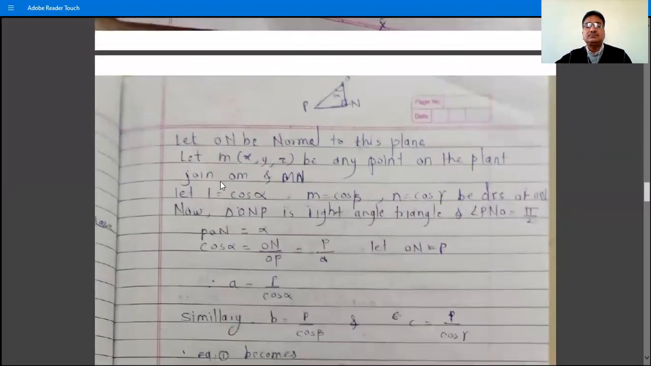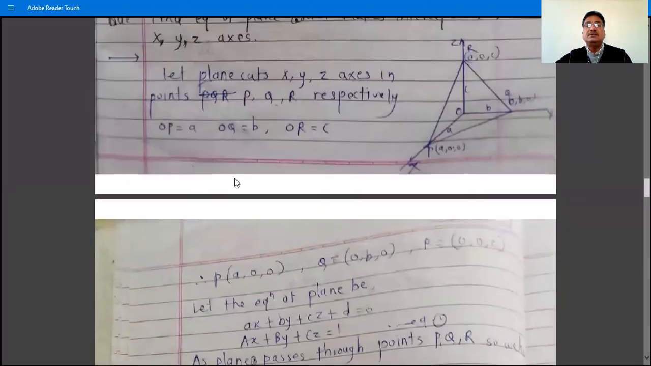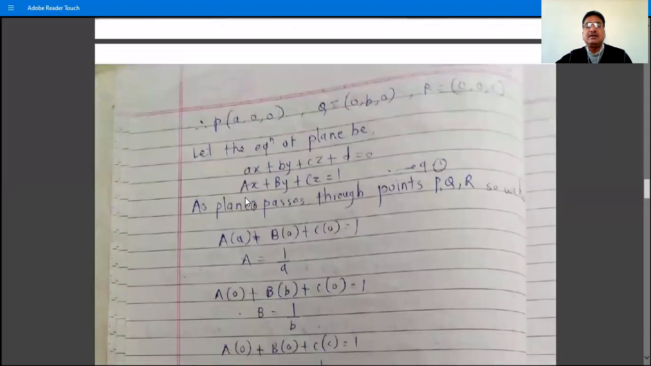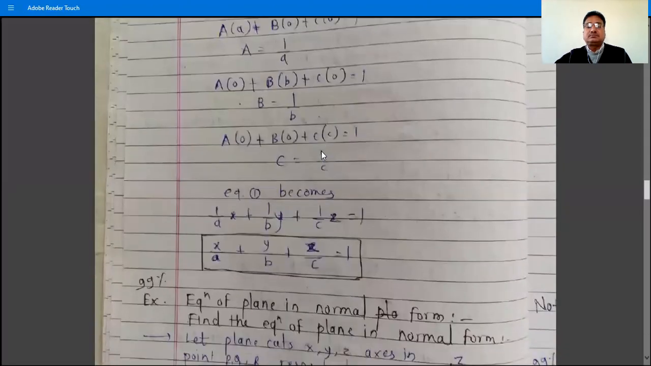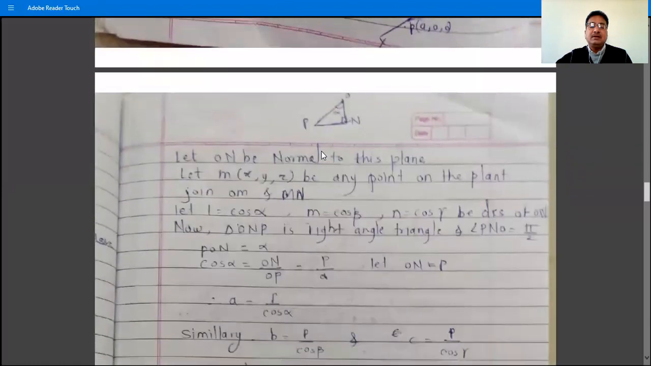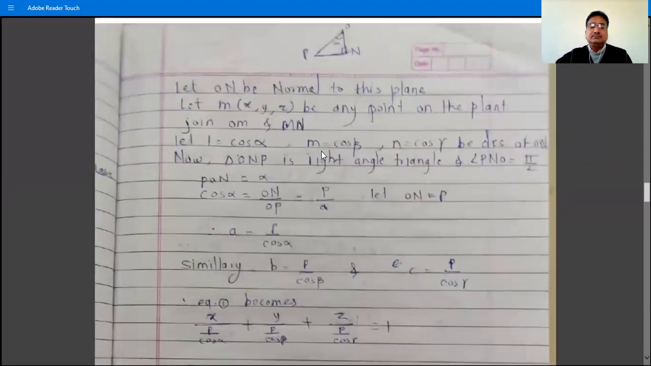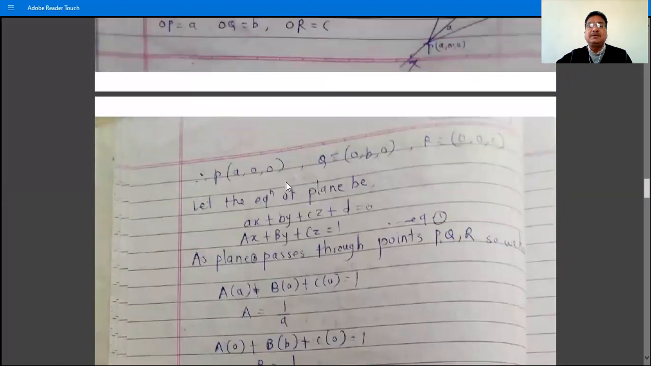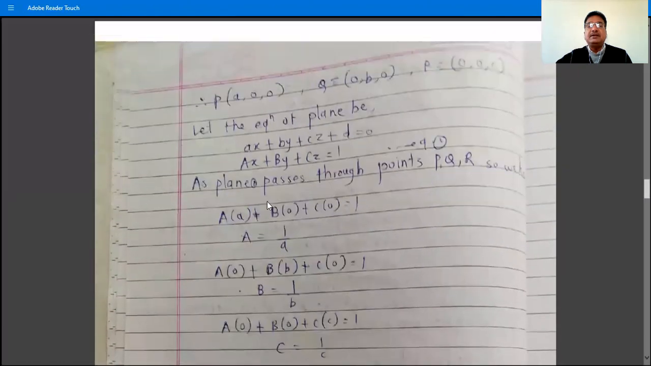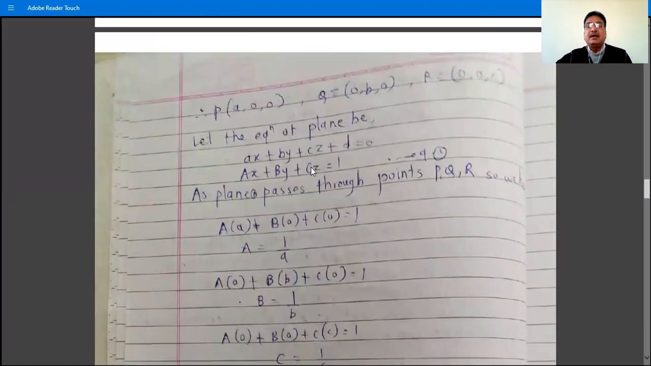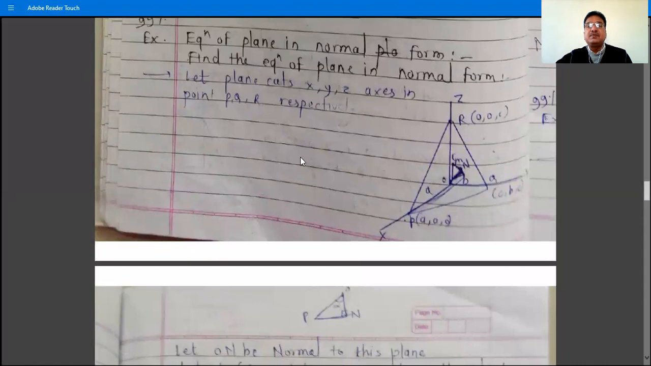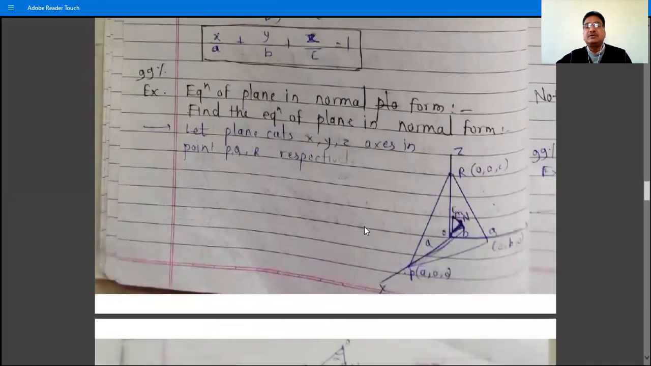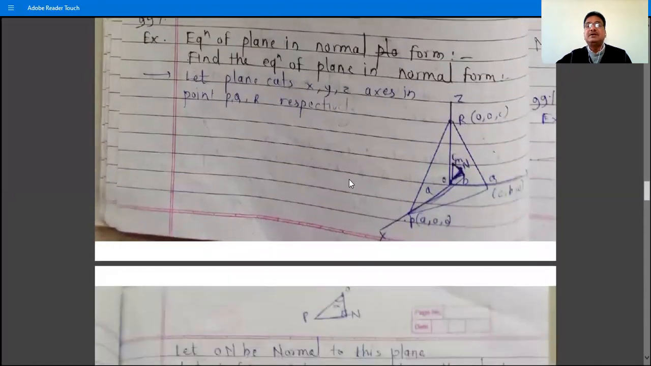Then write these statements up to this point. After this, write the statement: let the equation of the plane be x by a plus y by b plus z by c is equal to 1. So write those statements first.